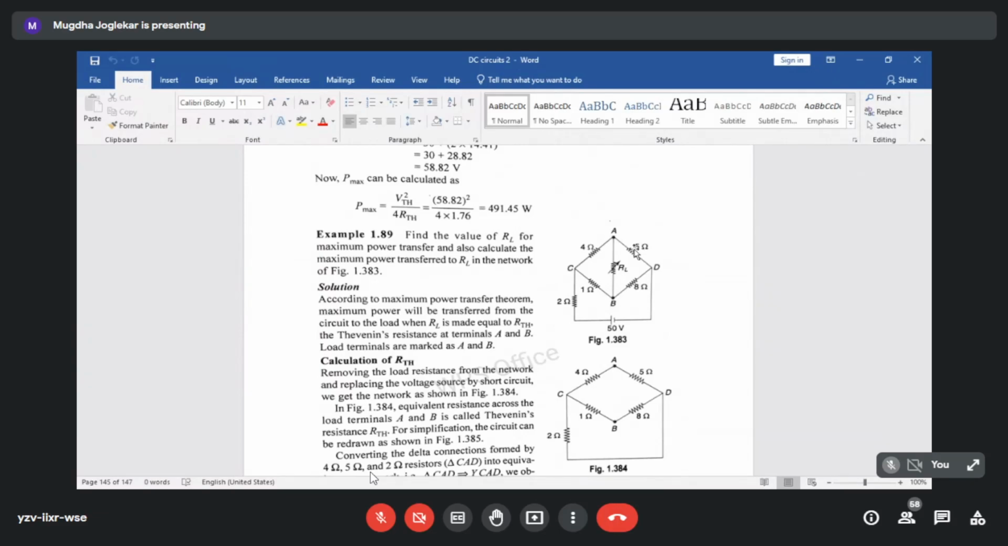So here also, you're going to proceed. There is one trick that you need to apply for finding RTH. Find the value of RL for the maximum power transfer. Calculate the maximum power transfer to RL in the network.